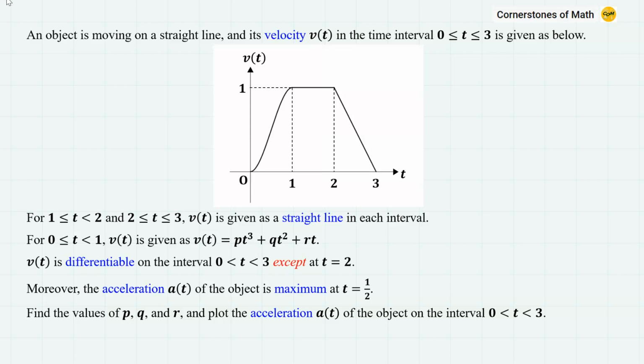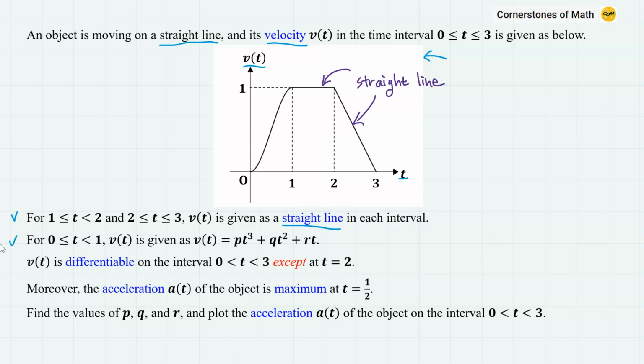The calculus problem that we will be dealing with is this. An object is moving on a straight line and its velocity v(t) in the time interval t greater than or equal to 0 and less than or equal to 3 is given as below. So we have this graph, velocity versus time, for t greater than or equal to 1 and less than 2, and t greater than or equal to 2 and less than or equal to 3, the velocity v(t) is given as a straight line in each interval. So these two segments are straight lines.